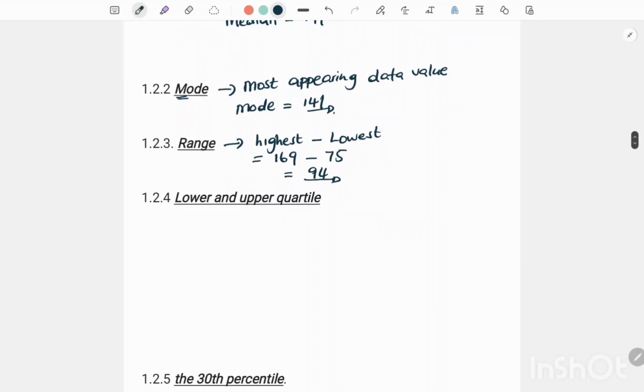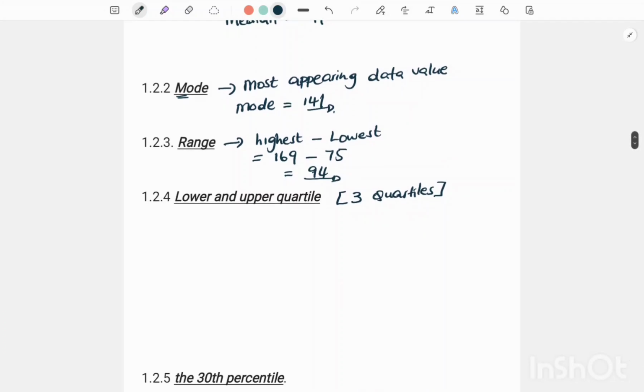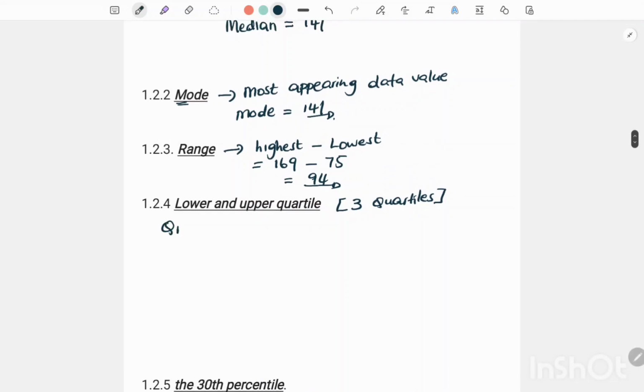Then we look at the quartiles. We've got 3 quartiles, which divide our data into 4 parts. Then we've got Q1, which is known as the lower quartile. And its formula is 1 over 4 times n plus 1. Then we have Q2, which is known as the median.